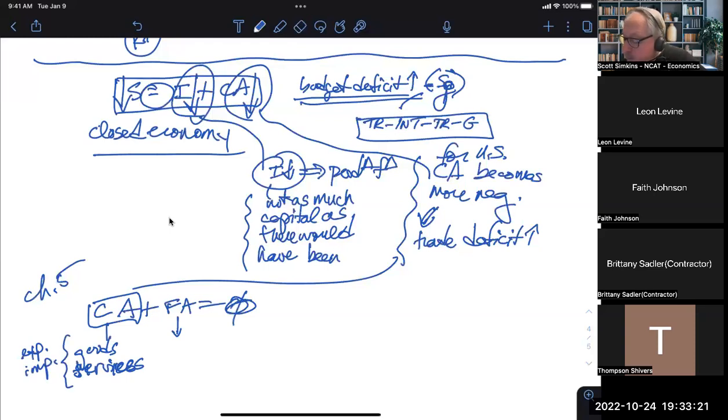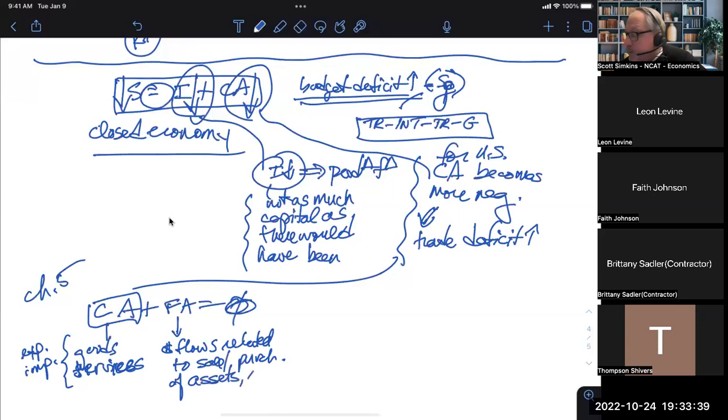What's the financial account? Those are dollar flows, not for goods and services, related to the sale and purchase of assets, real and financial. Well, we know from chapter 7, assets are things that have value. Real assets are things like factories, houses, land, real estate. Financial assets, stocks, bonds, etc.